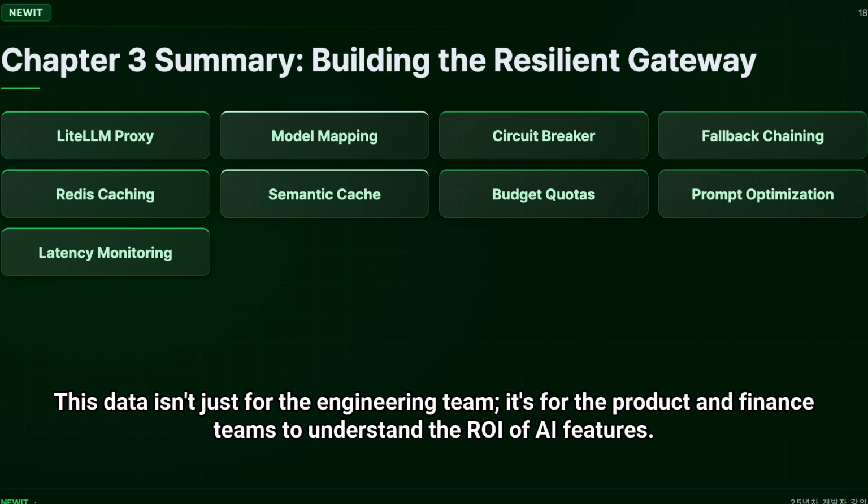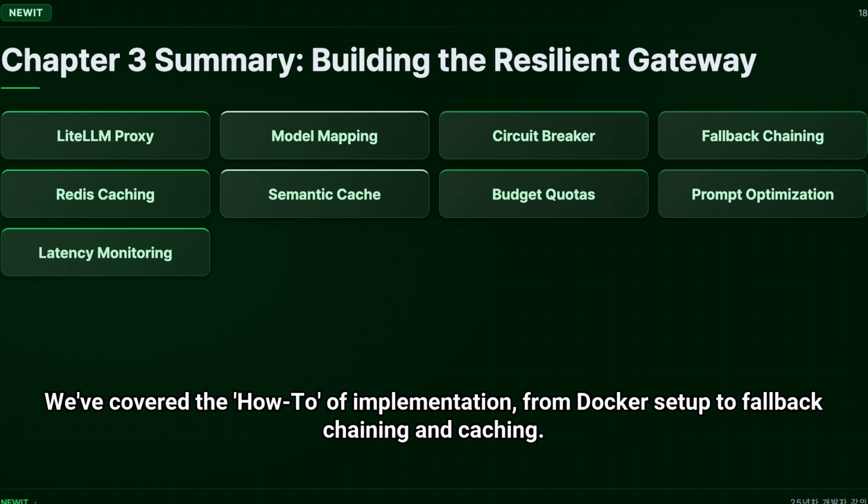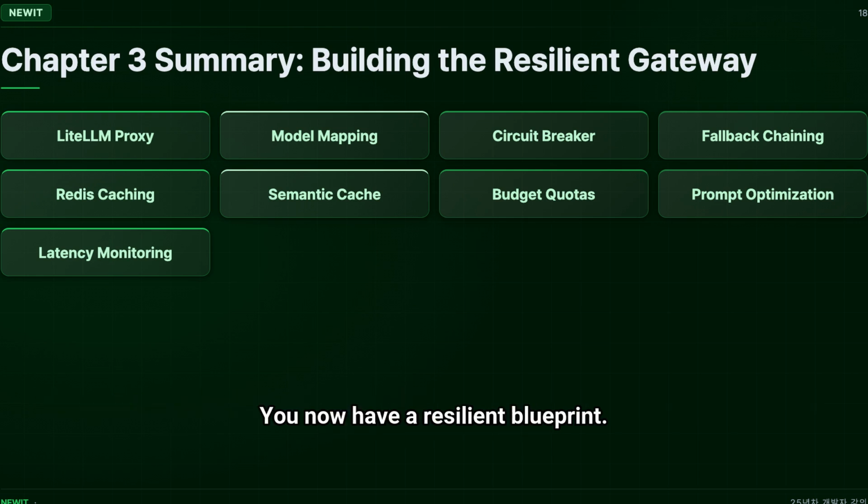This data isn't just for the engineering team. It's for the product and finance teams to understand the ROI of AI features. We've covered the how-to of implementation, from Docker setup to fallback chaining and caching. You now have a resilient blueprint.